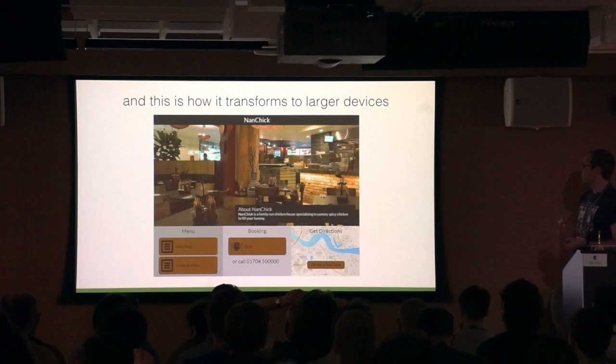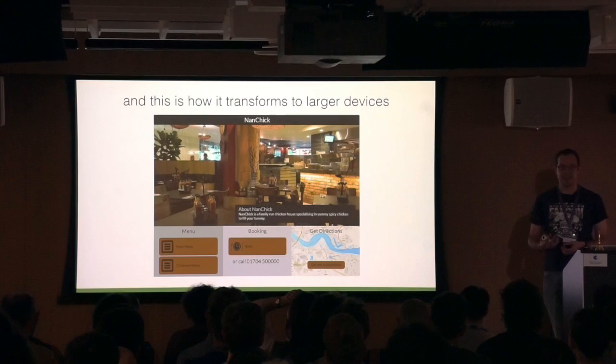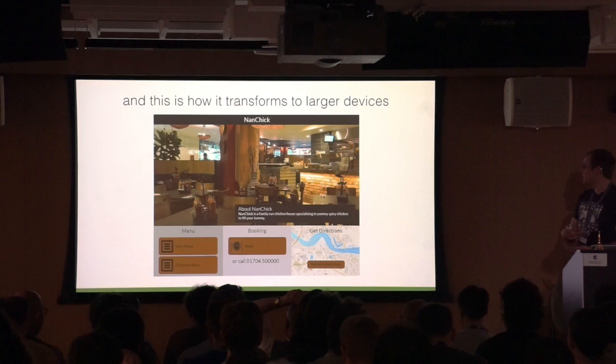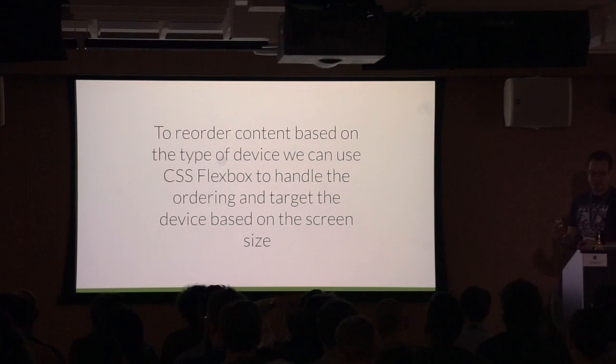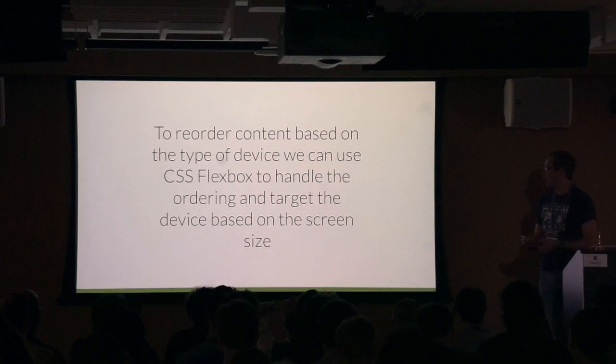So we're leading with big, bold imagery to tell the user what the restaurant offers. Then below, we put the menu, the booking, and the directions. To reorder content in this way, we use the specification called CSS Flexbox, the Flexible Box Layout Module Level 1. And we can use this for reordering our content.